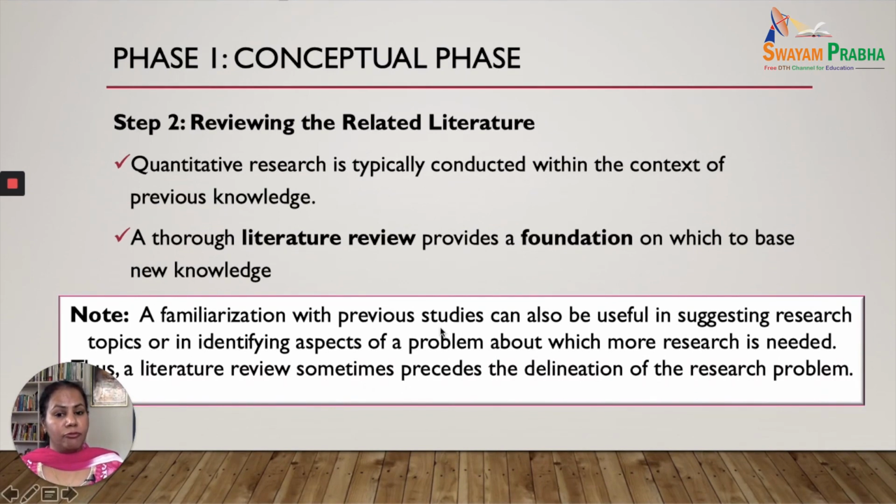So before selecting the research question also, the person can go and review the literature, and sometimes literature might be very useful to suggest the research topic. So thus a literature review sometimes precedes the delineation of the research problem. It can precede the delineation of the research problem, means before the research question this step can come. And literature review does not only come at the second step; throughout the study you can keep on reading the literature, and you can design your study in a better way through the literature review.